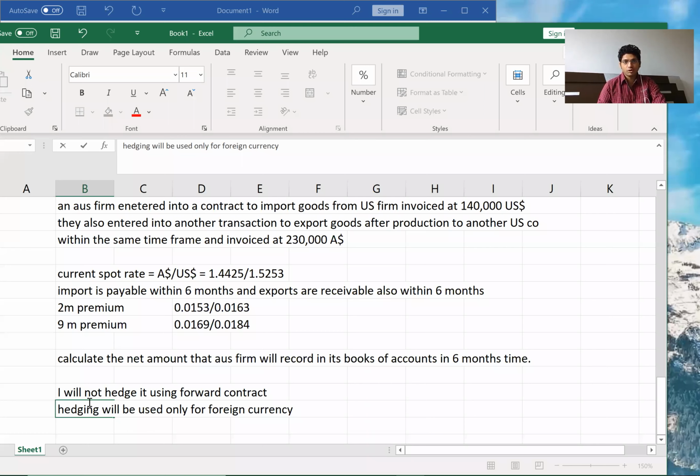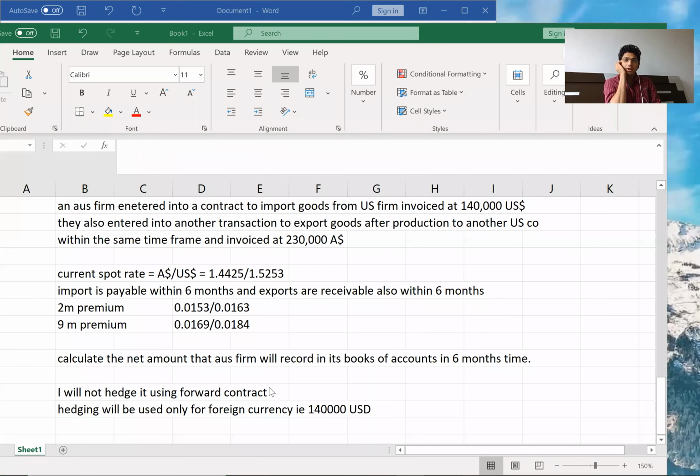That is only for, how much was that amount in US dollars? 140,000 US dollars. So hedging will be used only for 140,000 US dollars. Simple logical concept: if I am invoicing in home currency, I don't need to worry. I'll not use any hedging method because I am not going to convert. If my amount is already in Australian dollars, I don't need to convert it again, right? So I'll let that be in Australian dollars. That's the first thing.